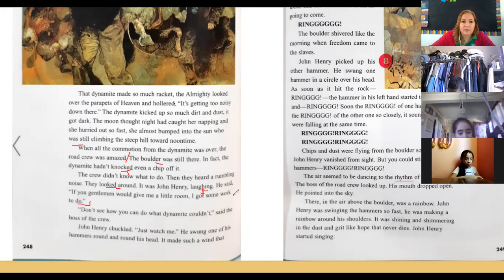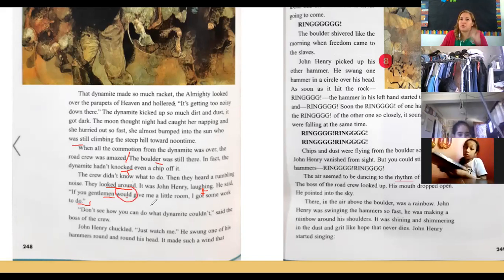He said, if you gentlemen will give me a little room, I got some work to do. Remember, this word has a silent L. If you gentlemen would give me a little room, so if you give me a little space, I got some work to do.